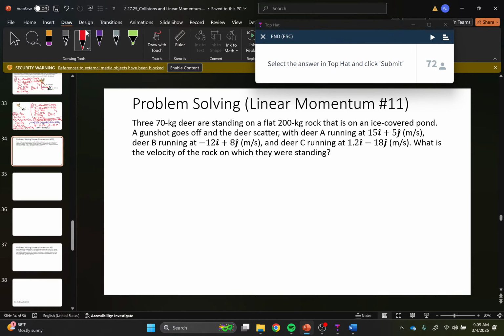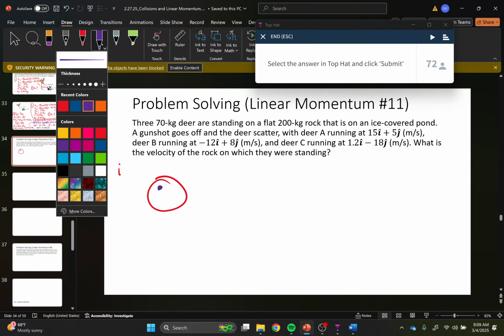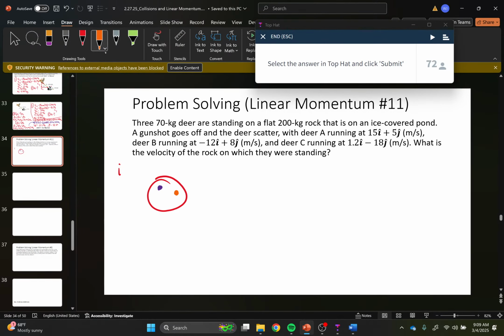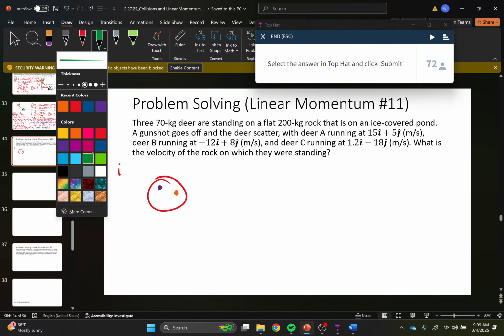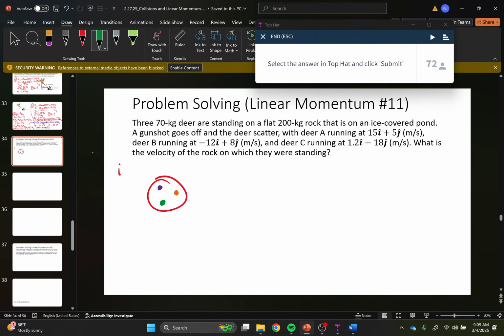If your picture is bad, everything else is going to go bad. Initially, I've got a rock. Is my rock moving? Nah. What about the deer? I've got 4 deer. I'm going to color them. There's deer 1, it's purple. There's deer 2, it's orange. And there's deer 3, it's green. What are the deer doing in the beginning? Standing. Are they moving? No. It makes this problem start really nicely for us. Nothing is moving in the beginning. My coconut-shaped object isn't moving, and nothing on it's moving. Great, that's my initial.